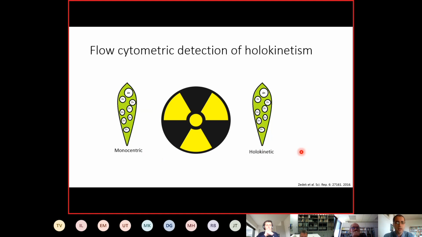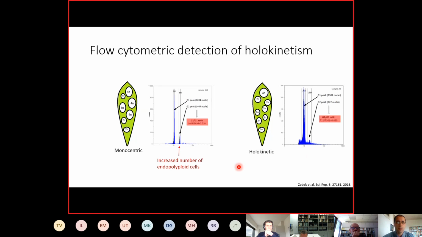When we apply a clastogen like gamma irradiation, the situation changes. In monocentric species, the plants could lose broken fragments of chromosomes, so they stop the cell cycle in G2 phase, and the tetraploid cells are more numerous in the tissue. Therefore, the ratio between diploid and tetraploid cells increases. In holokinetics, the difference is negligible, or there is no difference at all.